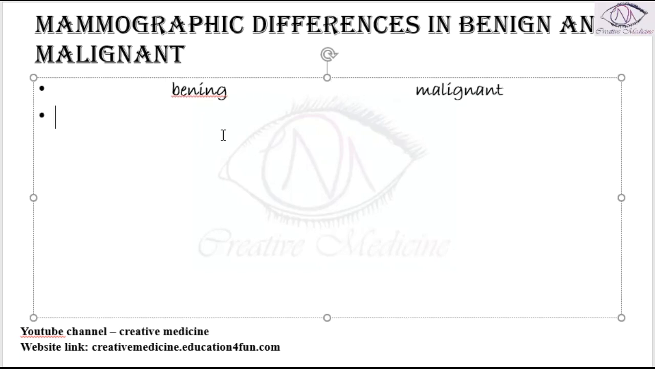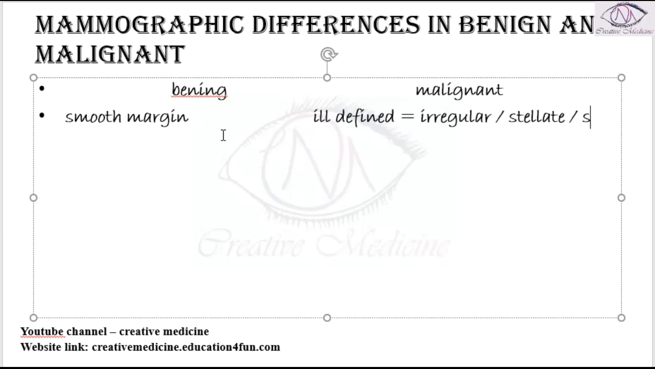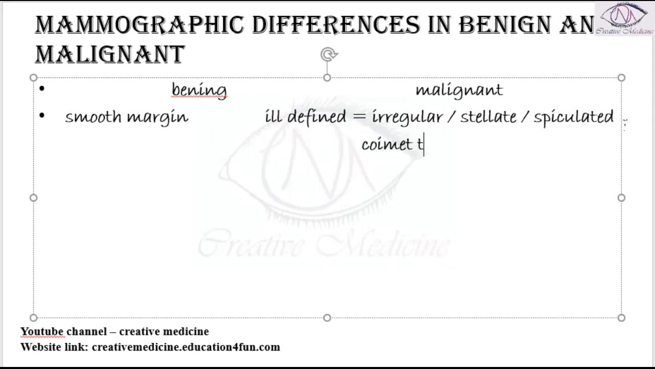Now, in a benign tumor the margin is always smooth, whereas in a malignant tumor there is an ill-defined margin. Ill-defined, that is, it can be an irregular, stellate, or spiculated margin seen in malignant conditions. This is also called the comet tail appearance.